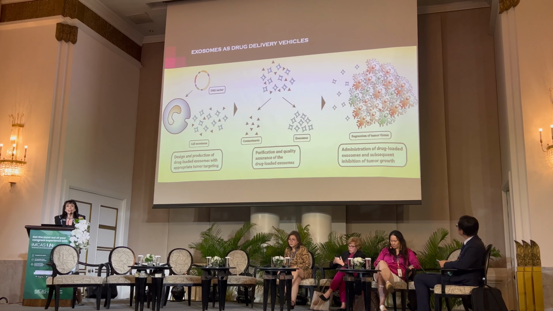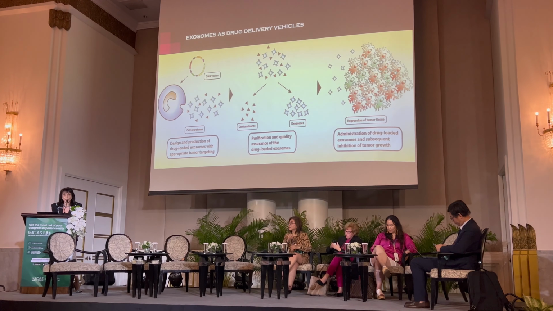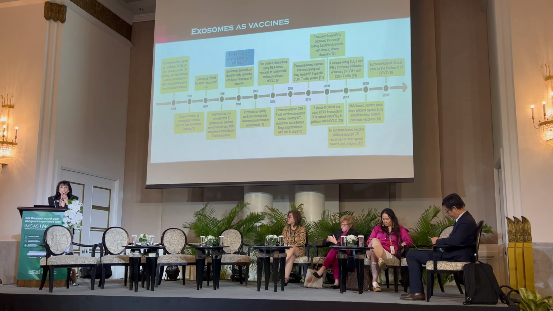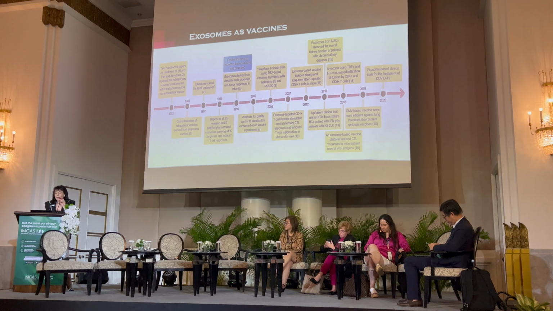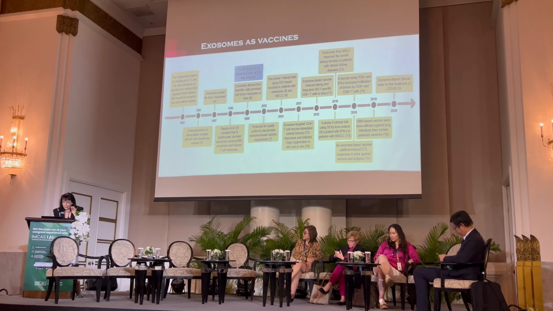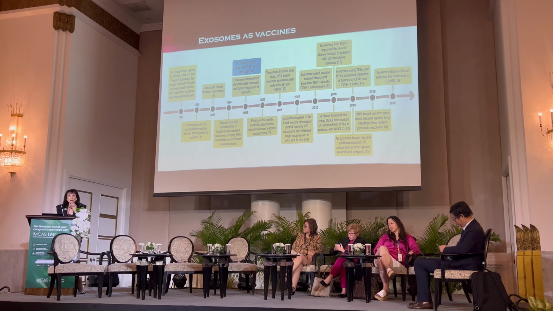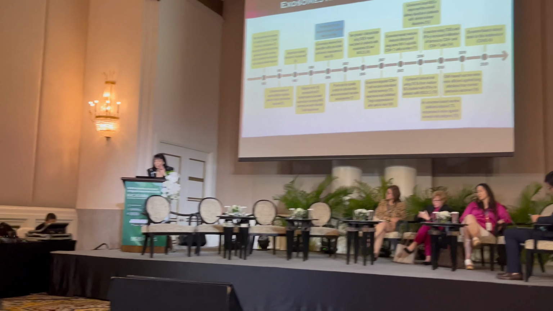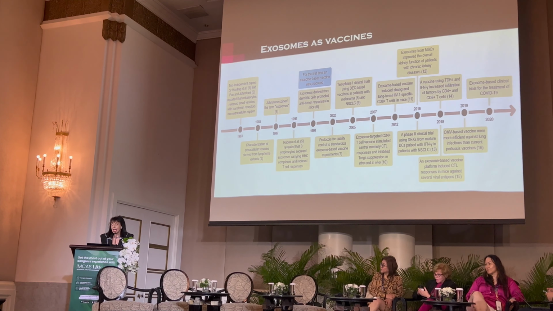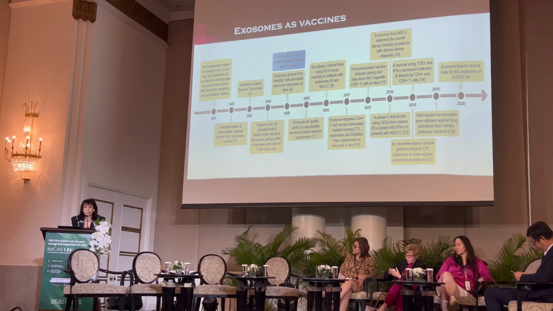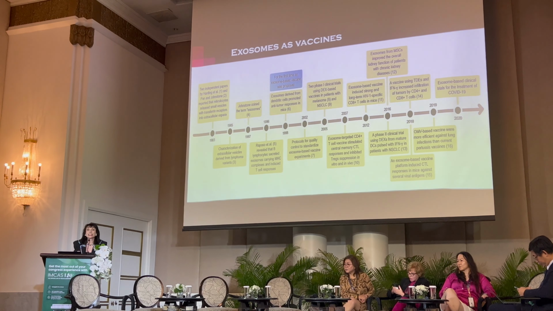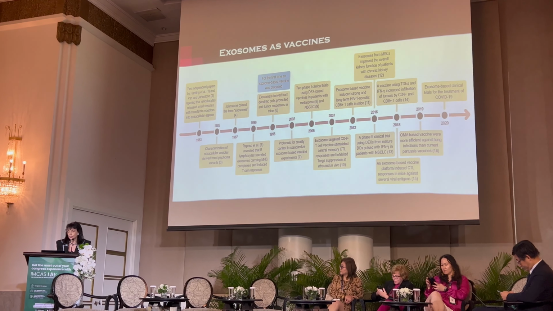So exosomes have been used as drug delivery vesicles, and they have actually been used very, very successfully as vaccines. The first was in 1996, the first time that they found the exosome as a vaccine. And since then, they have been used for the recovery and repair of different vital organs, and also even for COVID-19, to deliver a vaccination against different antigens.